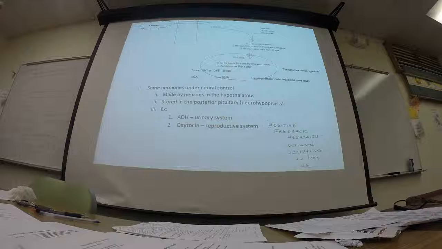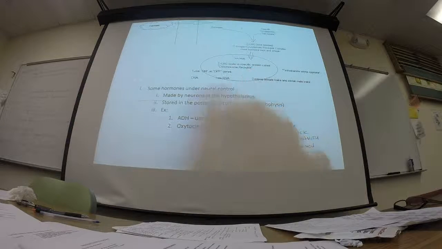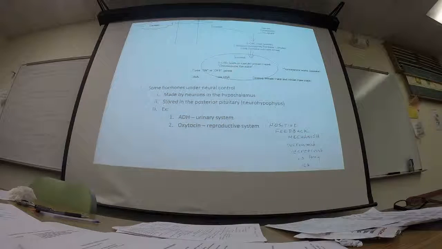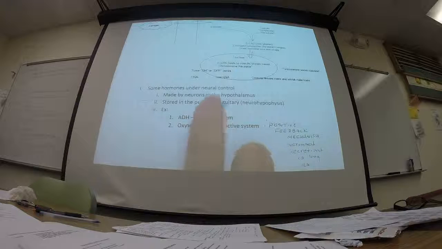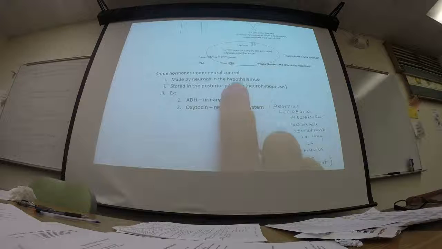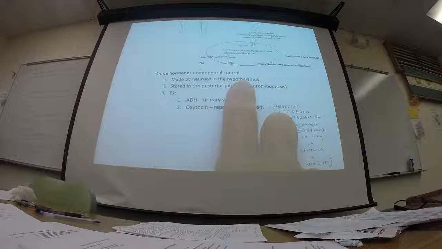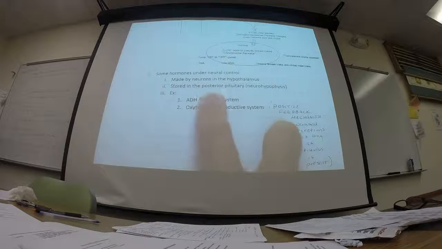Most of these things that we've been talking about up to this point were secreted by a gland, traveled in the bloodstream, got to the cell, and then had to find their receptor site either on the outside of the cell or now we're seeing inside the cell. Some hormones are under neural control, nerve control. So, in other words, and they're not true hormones in every sense of the word, but in other words, they're made by nerve cells, neurons, in the hypothalamus. And then they travel from the hypothalamus down to your pituitary gland where they're stored in the posterior lobe, which is also known as the neurohypophysis.